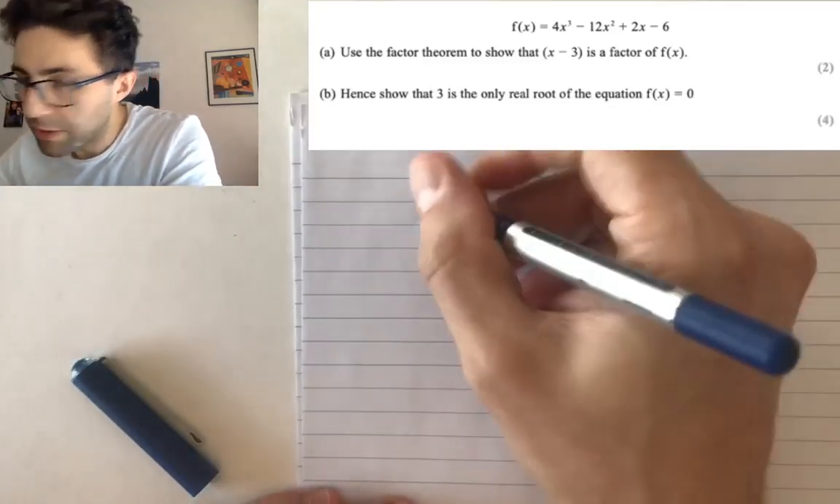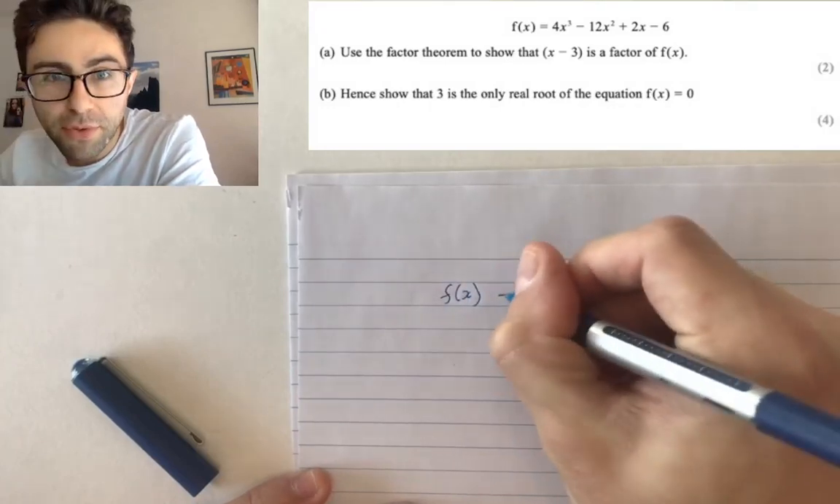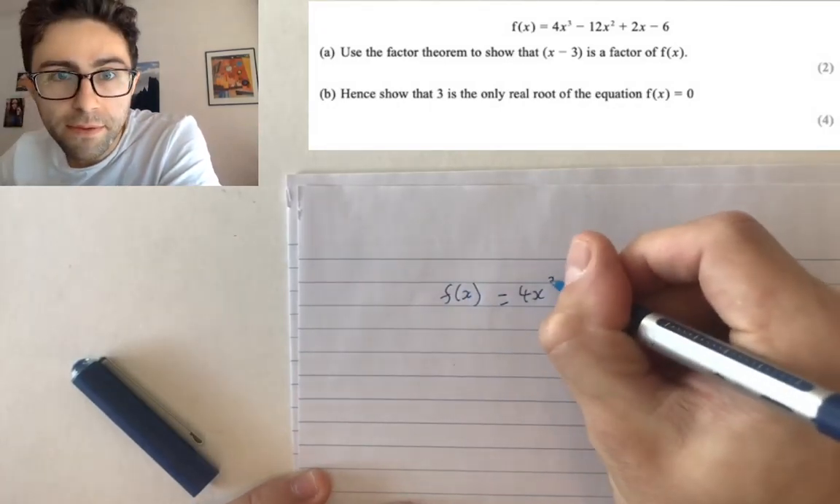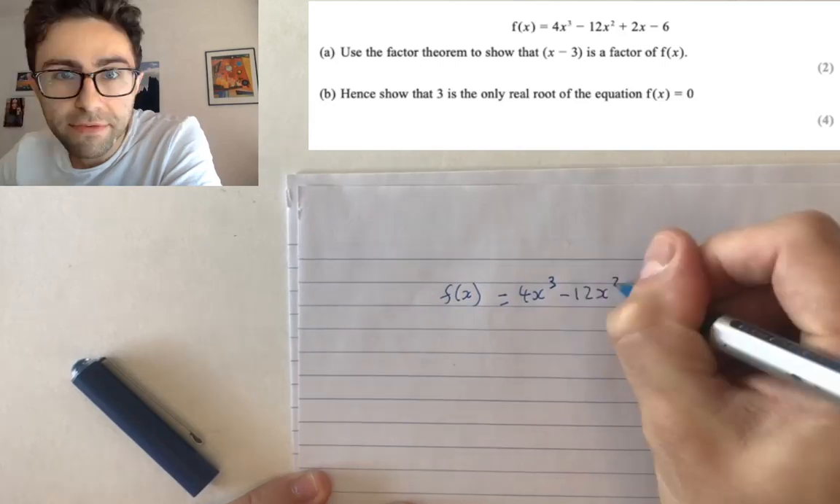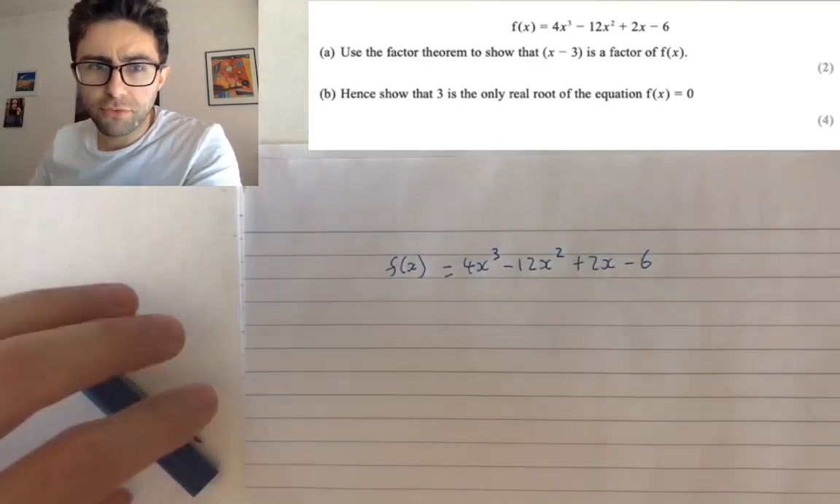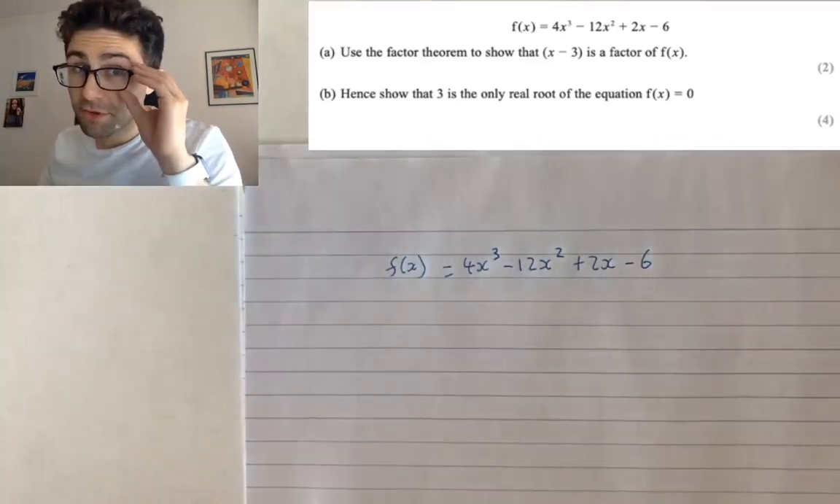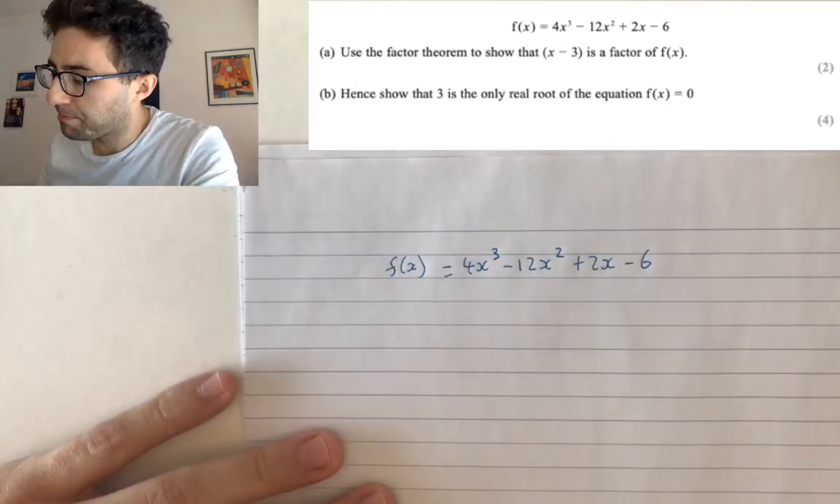Factor theorem. Let me write out the question first: 4x cubed minus 12x squared plus 2x minus 6. I'm not going to do a full lesson on factor theorem. I'm just going to do it and then maybe go back and explain if I've got time.